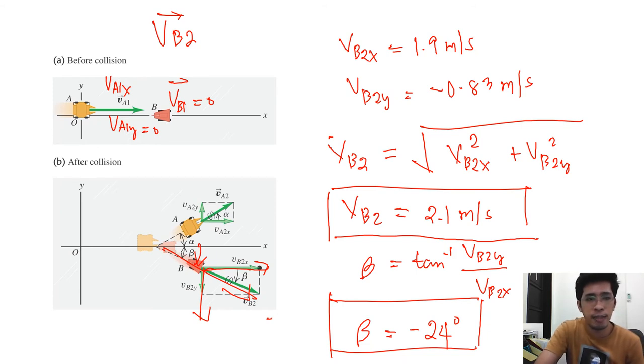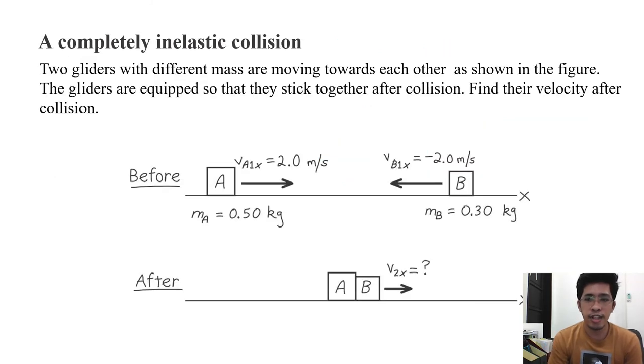So let's have another example. This is a completely inelastic collision. Two gliders with different mass are moving towards each other as shown in the figure. The gliders are equipped so that they stick together after collision. Find their velocity after their collision.